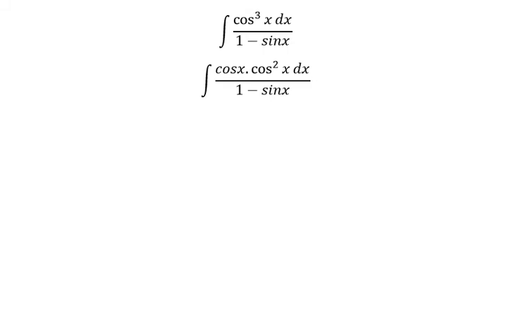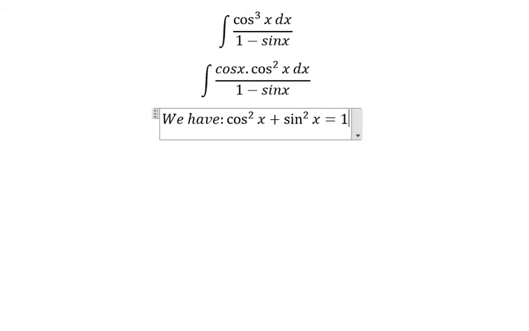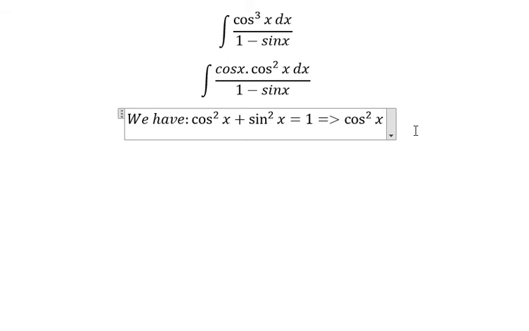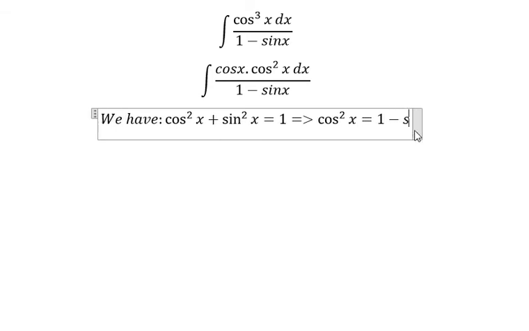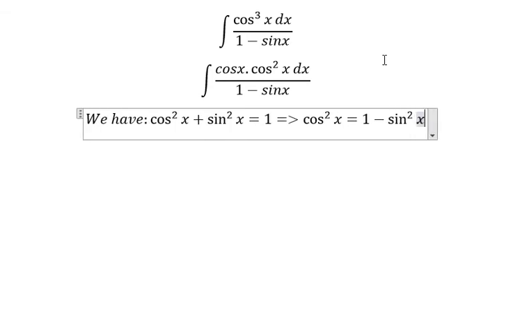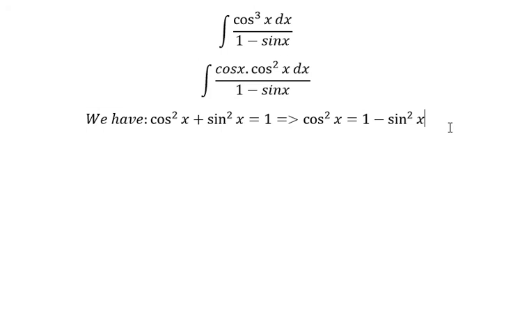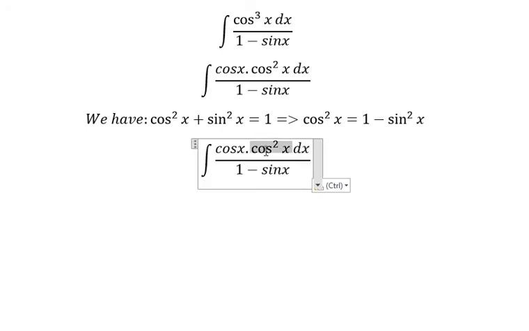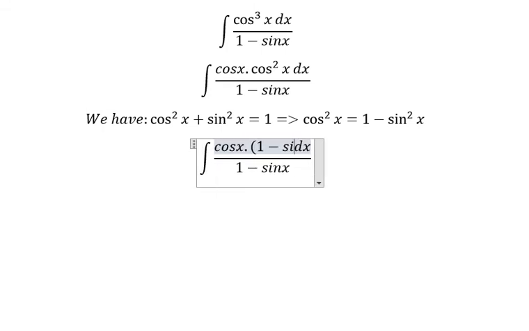Next, we need to use this formula. We have cosine x to the power of 2 plus sine x to the power of 2 equal to number 1. So then we have cosine x to the power of 2 equal to 1 minus sine x to the power of 2. So in here we change cosine x to the power of 2 into 1 minus sine x to the power of 2.